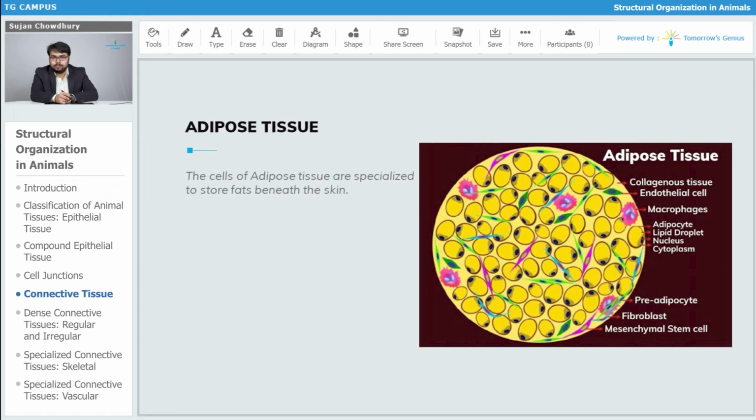Let's now talk about the adipose tissue. The cells of adipose tissue are specialized to store fats beneath the skin. So definitely the adipose tissue's main function is to store fat that will ensure that the inner organs like the muscles and the bones are well cushioned from the outer surface, so that any external damage does not directly have an impact on the inner important body parts.